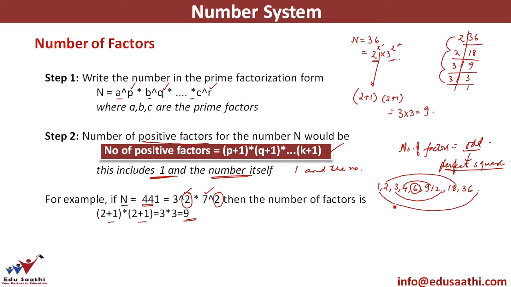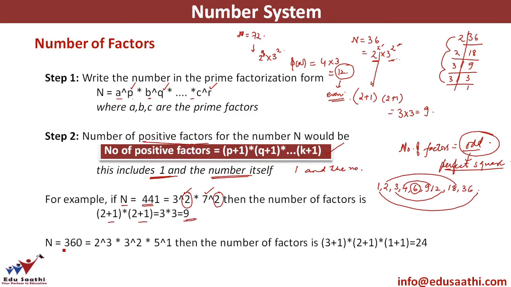If the number that I give you is not a perfect square, let me talk about 72. It is what? 2 cube into 3 square. The number of factors would be given by (3 plus 1), 4, into (2 plus 1), 3. It will be 12, which will be even. So the number of factors for a perfect square is always odd.